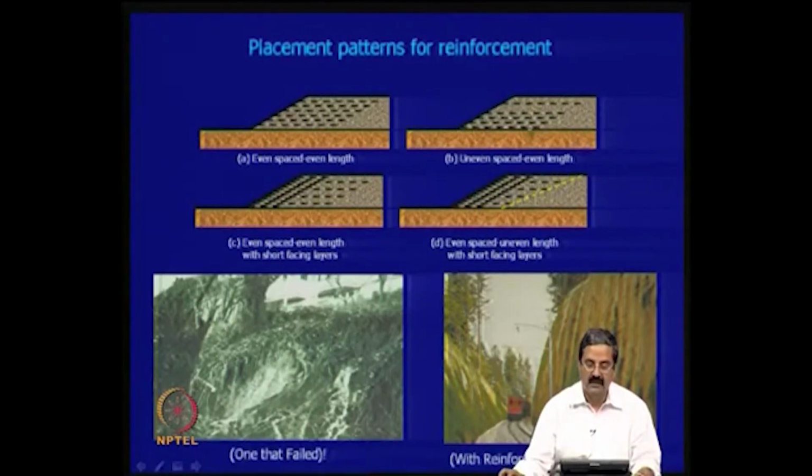Depending on the loads and all that, you can have uneven spacing and even length. You can have even spacing, even length with short facing, there are many possibilities. Essentially what you are trying to do is that we know that the failure surface or the wedge type of failure can occur, and if you are able to place this reinforcement properly, then that type of failure can be avoided. We have seen many failures.